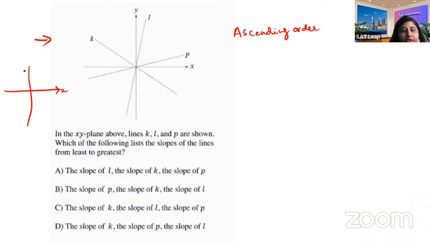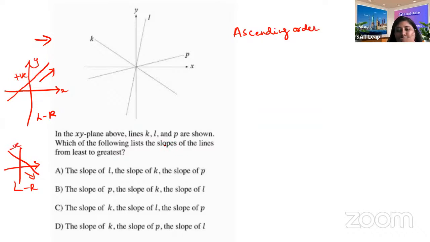Recall the information to identify positive slope and negative slope. Positive slope means left to right, increasing order. Negative slope means left to right, decreasing order. This is positive slope and this is negative slope.